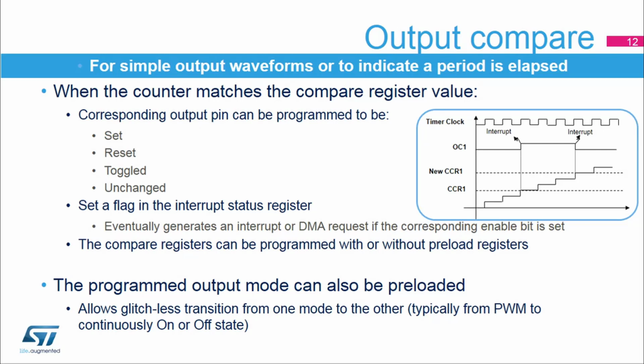The transfer from the preload to the active value is triggered by an update event, when the counter overflows or underflows. The output compare mode can also be preloaded so as to allow glitchless transition from a PWM mode to a forced on or off state, for instance.